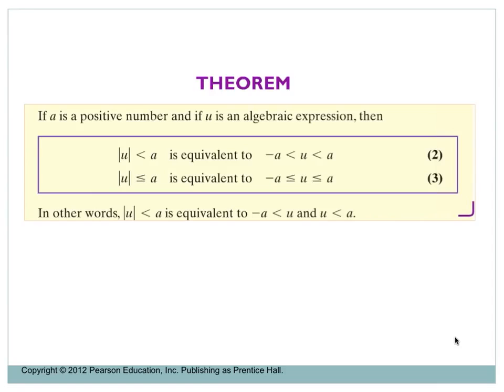Okay. Now here's a theorem for when you have less than. So if a is a positive number and u is an algebraic expression, then what we can say is that the absolute value of u is less than a is just equivalent to this here. So what you do is you rewrite the original u less than a without the absolute value, but then what you need to do is you need to add a negative a over here and put an inequality symbol that's facing the same direction. Now you do not need to memorize this second line here. This is the same as the first line, but with an equals piece as well.